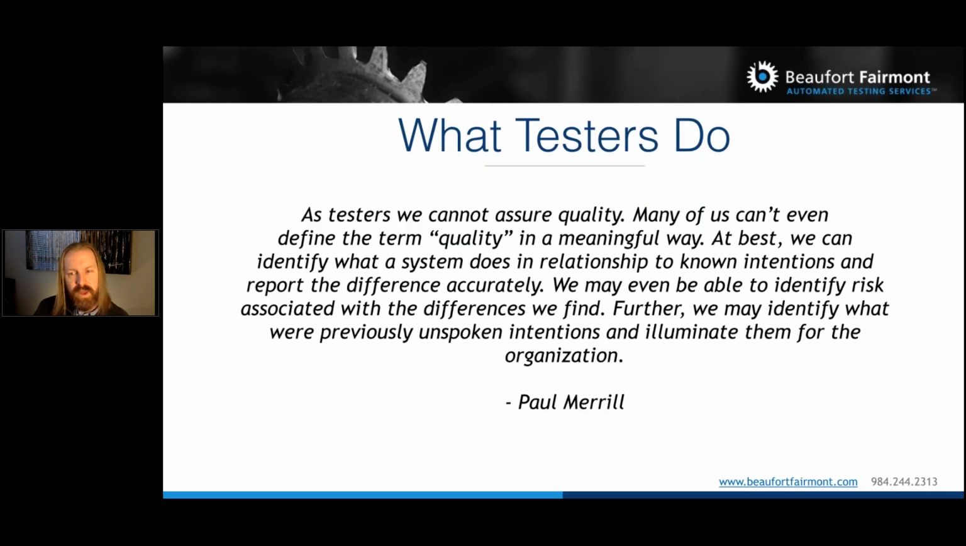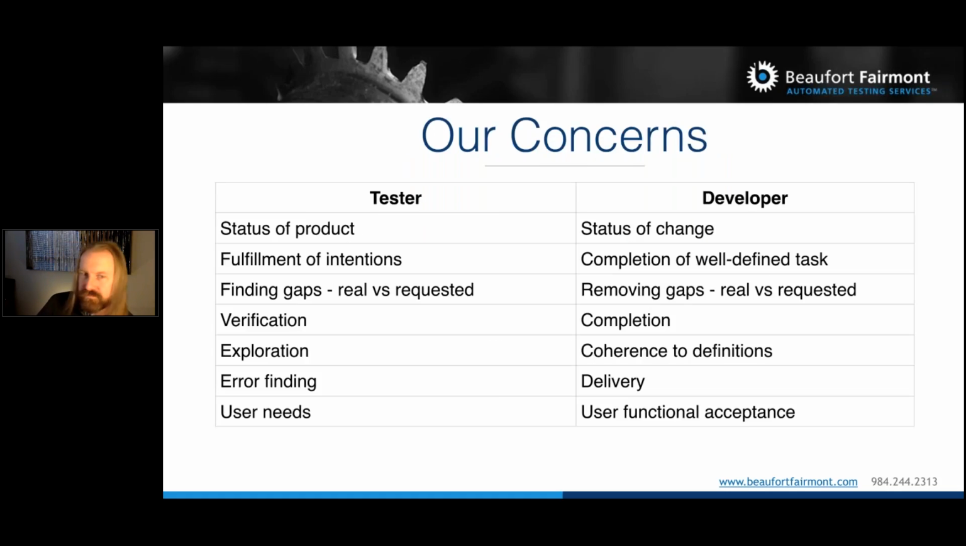We can measure whether a product does what we intended. We can measure things like that. But the aspect of quality is really, for the most part, arbitrary. And so what we're trying to do is figure out, does the product do what we intend it to do? Does it do anything else? What is the risk associated with that? And the most important part of our jobs is how we report that back to the organization.